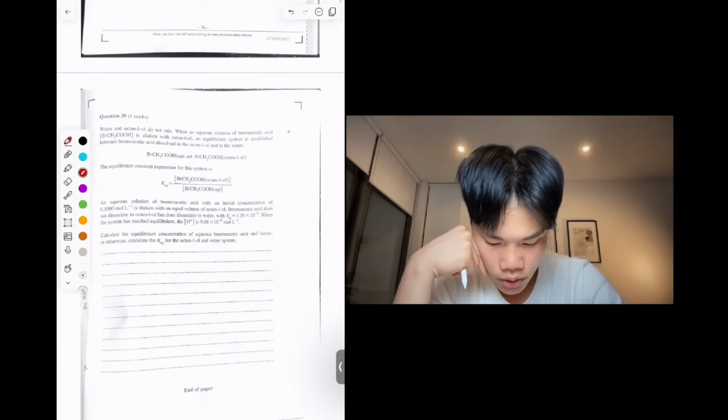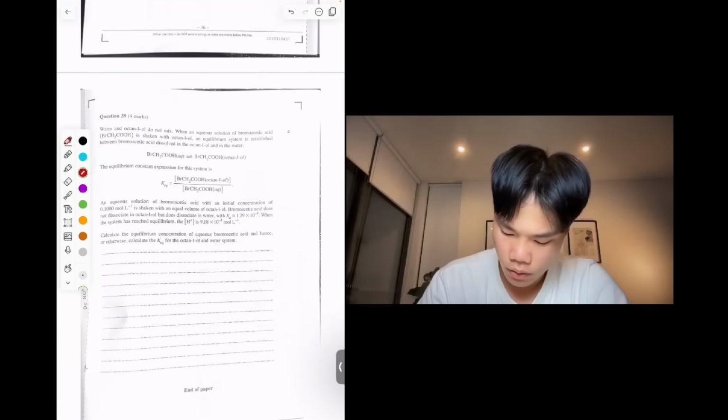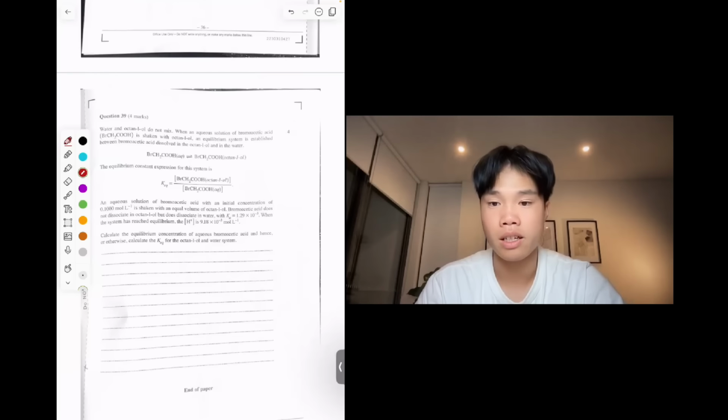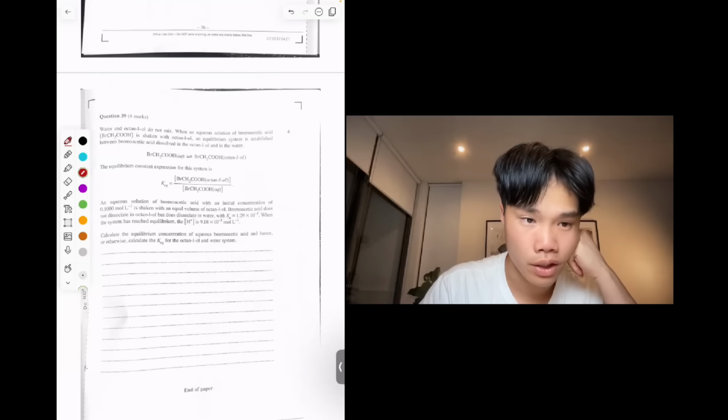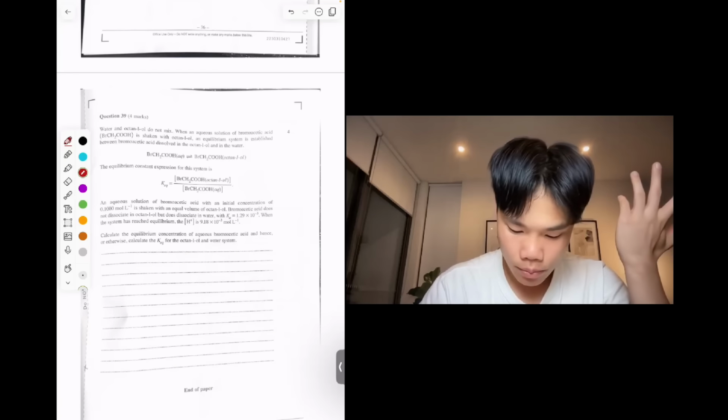Bromoacetic acid does not dissociate in octan-1-ol, but does dissociate in water with Ka equals 1.29 times 10 to the negative 3. When the system has reached equilibrium, the H+ concentration is 9.18 times 10 to the negative 3 moles per liter. Calculate the equilibrium concentration of aqueous bromoacetic acid and hence, or otherwise, calculate the Keq for the octan-1-ol and water system. So this question is difficult.